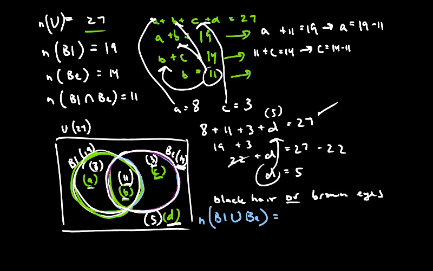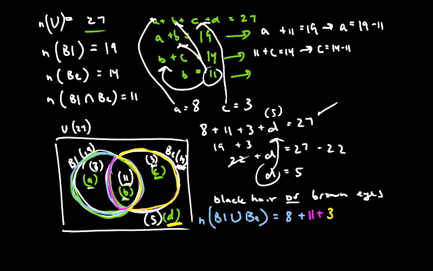So let's count it up. Well, all of these people over here, they have black hair or brown eyes. They happen to only have black hair, but that's fine. That's black hair or brown eyes. So there's 8. And these people here in the middle, how about them? Well, they have black hair or brown eyes. They just happen to have both. So let's add them in. And then these people out here, they also have black hair or brown eyes. It's just they happen to only have brown eyes. So this is plus 3.